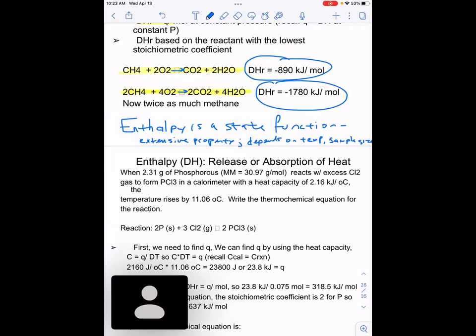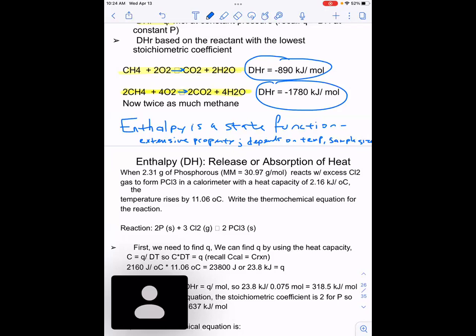Think about the previous example with the fireworks. If I have a skyrocket that has 10 grams of potassium perchlorate, and I have another one with 20 grams, the one with 20 grams is going to give off more heat, right? Because the heat given off and the enthalpy, that's a state function. So it's dependent on the size of the sample as well as the temperature and all of that.